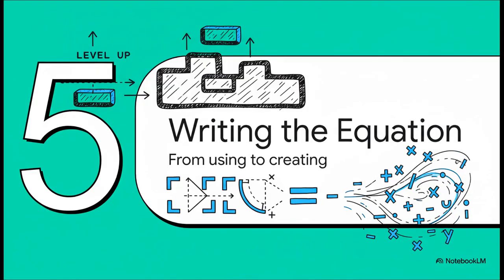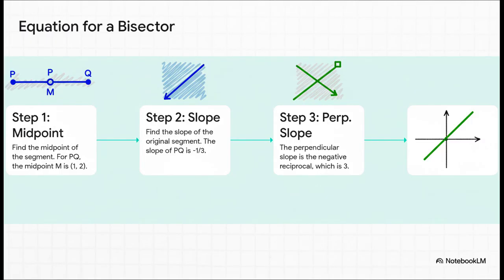All right, for our final challenge, we're going to level up big time. We're going from just using these rules to actually writing them in the universal language of math, an algebraic equation. To write the equation for a perpendicular bisector, it's actually just a straightforward four-step recipe. Step 1, find the midpoint of your line segment. You just average the coordinates.